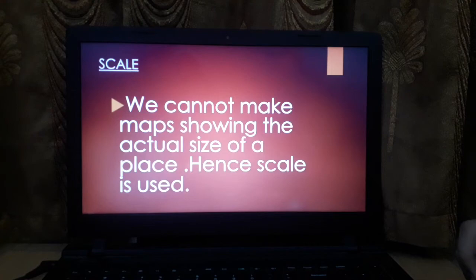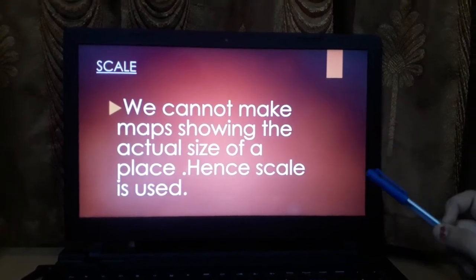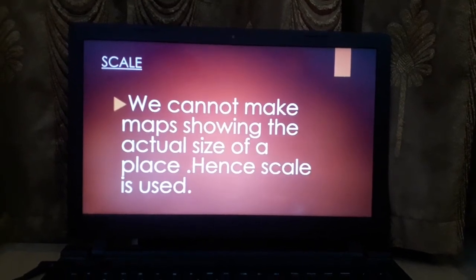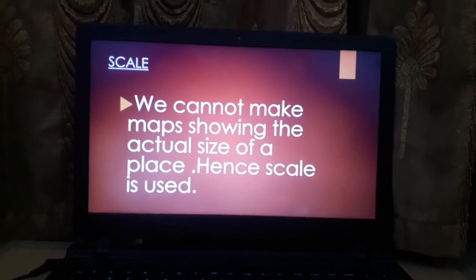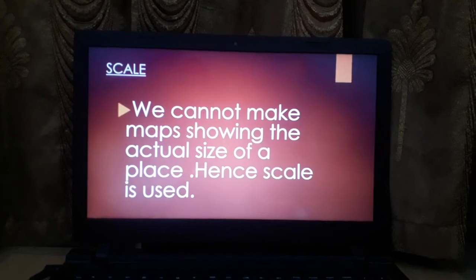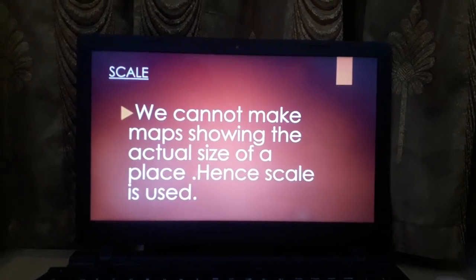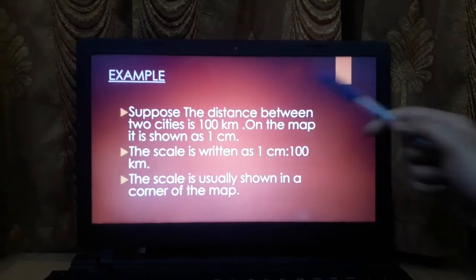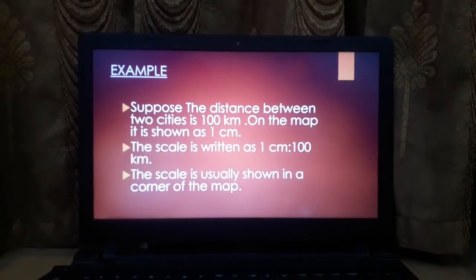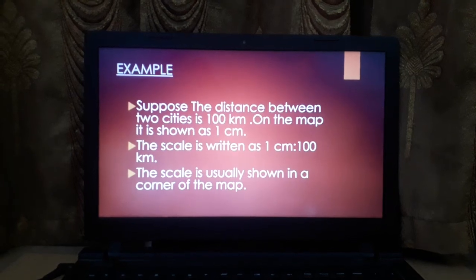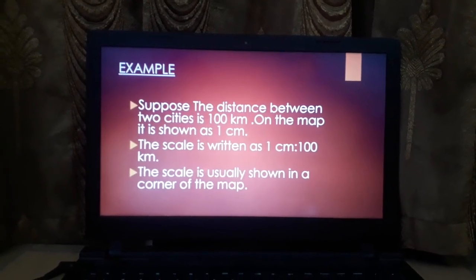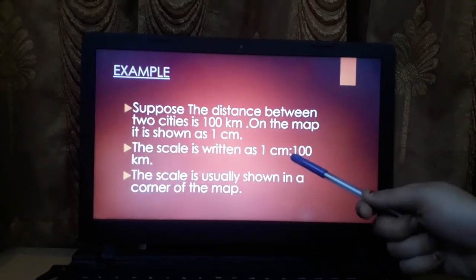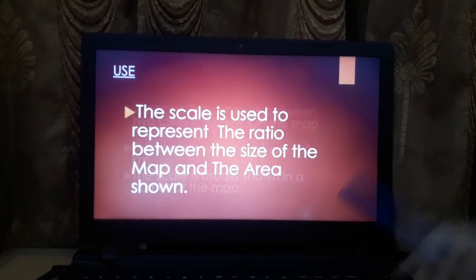Then we have scale. We cannot make maps showing the actual size of a place. For example, if the length of the country is 3200 kilometers, can you show the entire length on a map? No, we cannot. So we take the help of a scale. For example, if the distance between two cities is 100 kilometers, we cannot show 100 kilometers on a map. So we will bring it to a lower level. We can take it as 1 centimeter, and 1 centimeter will depict 100 kilometers.